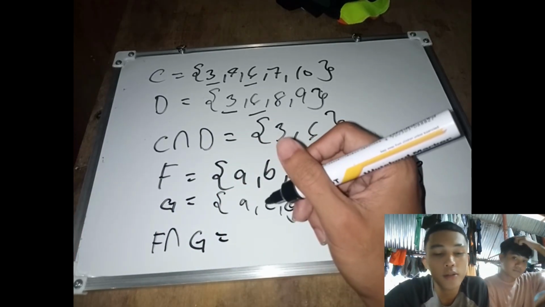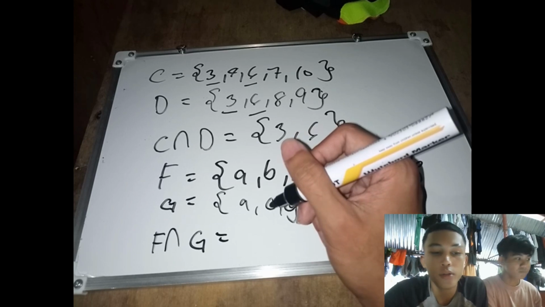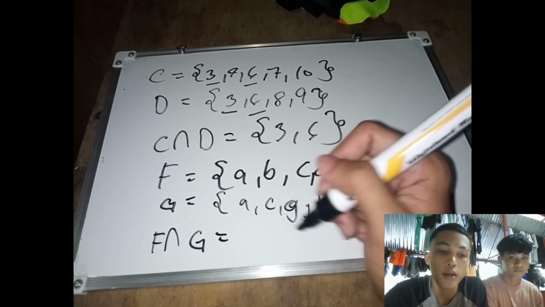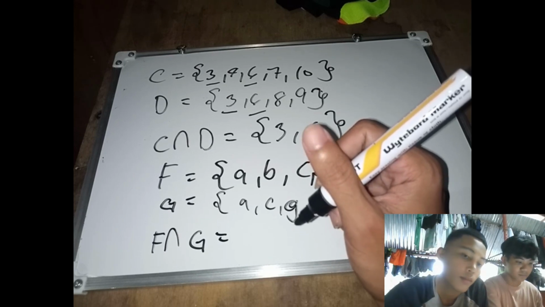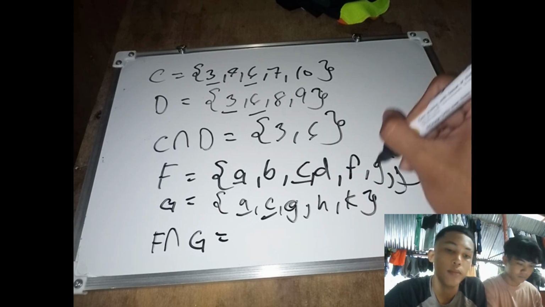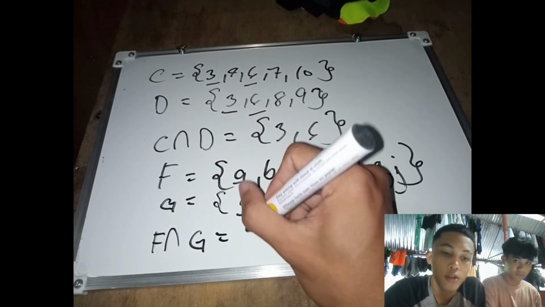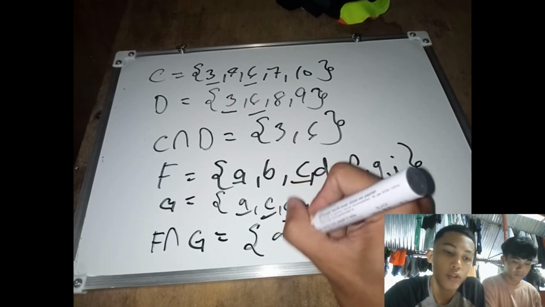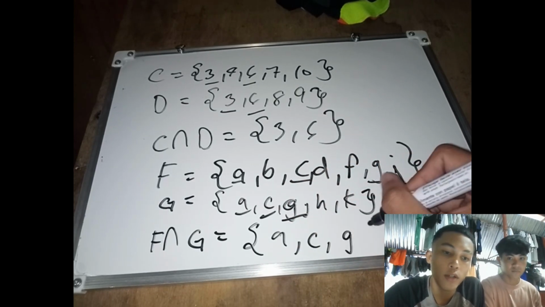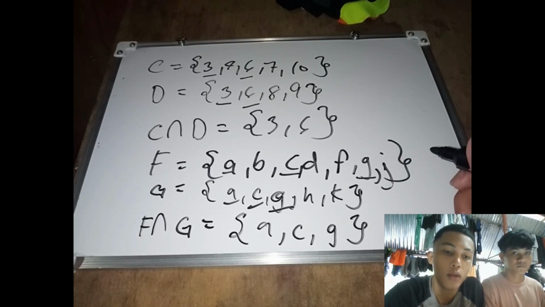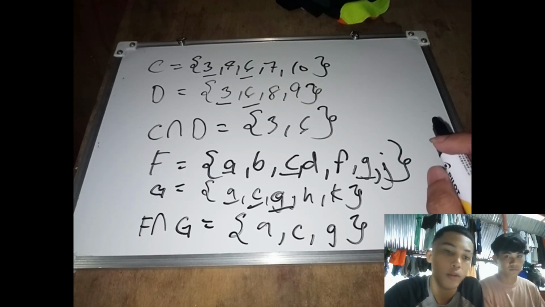So, let's see which elements are shared between both sets. Both sets contain element A, element C, G, and that's it. So the intersection of F and G is going to be A, C, and G. So as you can see, finding the intersection is pretty straightforward. But now what about this particular example?